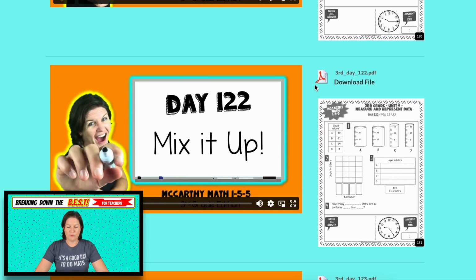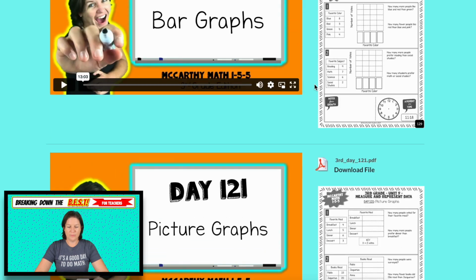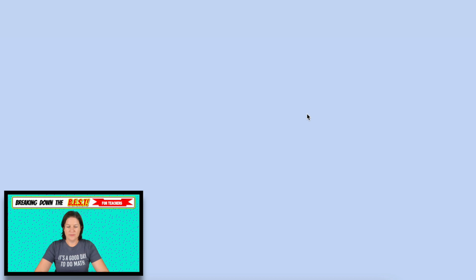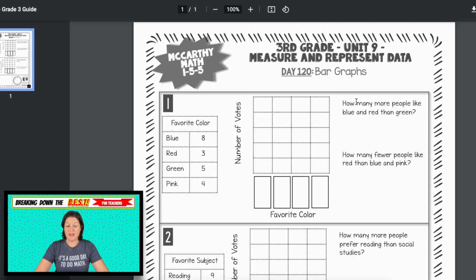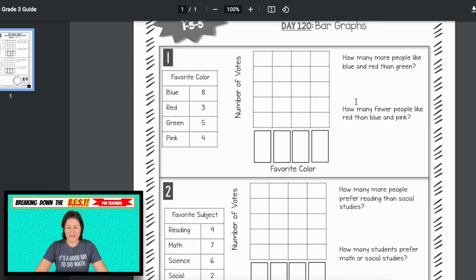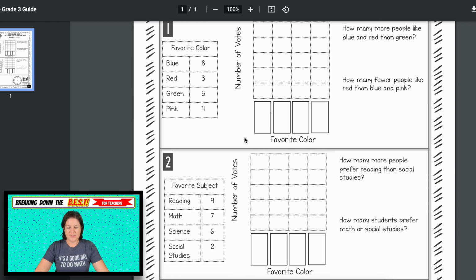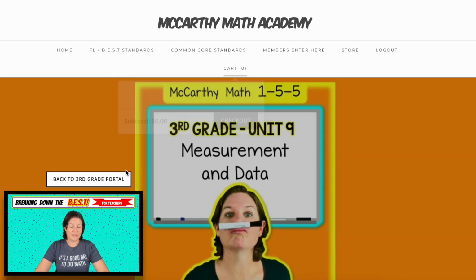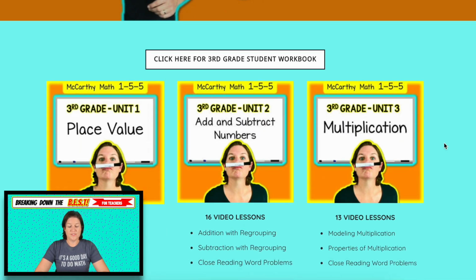But here, if you needed more practice, it would probably be with day 120 and 121 for bar graphs and picture graphs. I don't have anything for circle graphs besides what's in Taking on the B.E.S.T because it wasn't even part of our standard. So you can see here we're putting the data from the table over into the bar graphs and answering some more questions there.